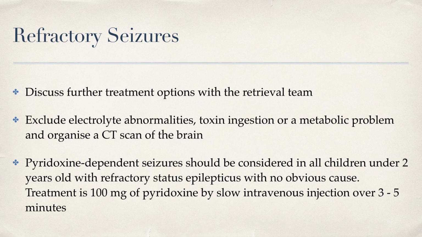Another thing to think about is pyridoxine-dependent seizures, and the current guidance is this should be considered in all children under 2 years of age with refractory status epilepticus with no obvious cause, although these commonly present in the neonatal period. So after a discussion with a paediatric neurologist, if the decision is made to try a trial of pyridoxine, the normal dose is 100 milligrams, given by slow intravenous injection over 3 to 5 minutes.